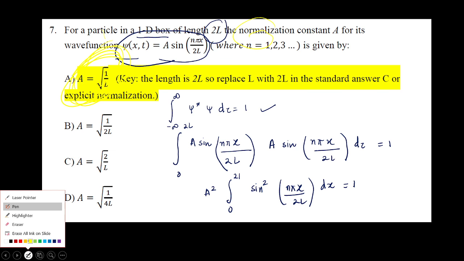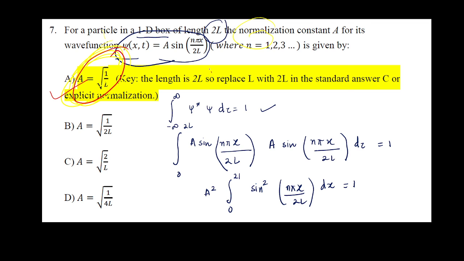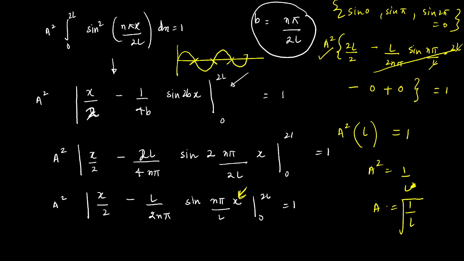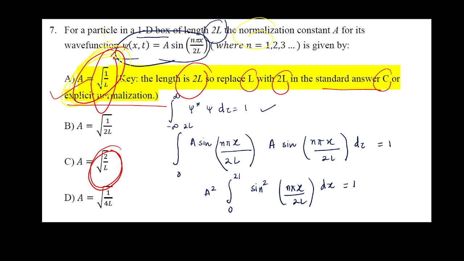You can see in the given question, it's 1 by L in option A. Note the length is 2L; the standard answer, 2 by L, is for length L. So the correct answer over here is root 1 by L. Over here we have replaced the length by 2L in the given equation. We did not use the standard length; we just wrote down whatever is given in the question, so the normalization constant came out to be root 1 by L. Here the length gives you the value 2L only. So the correct answer over here is option A.